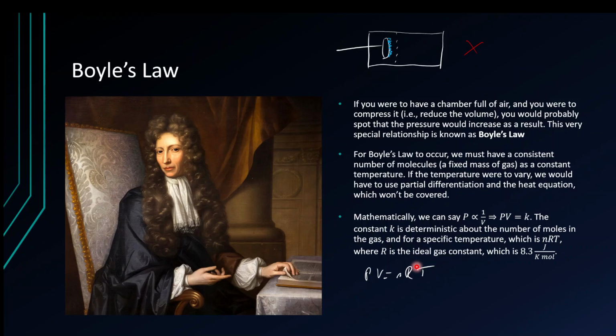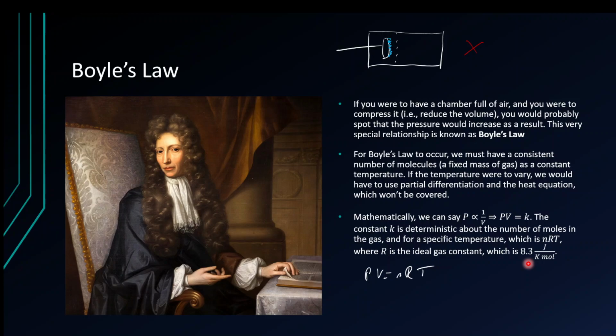R, by the way, is known as the ideal gas constant, and it has a unit of joules per Kelvin mole. Some people say joules per Kelvin per mole, but joules per Kelvin mole is how I say it.